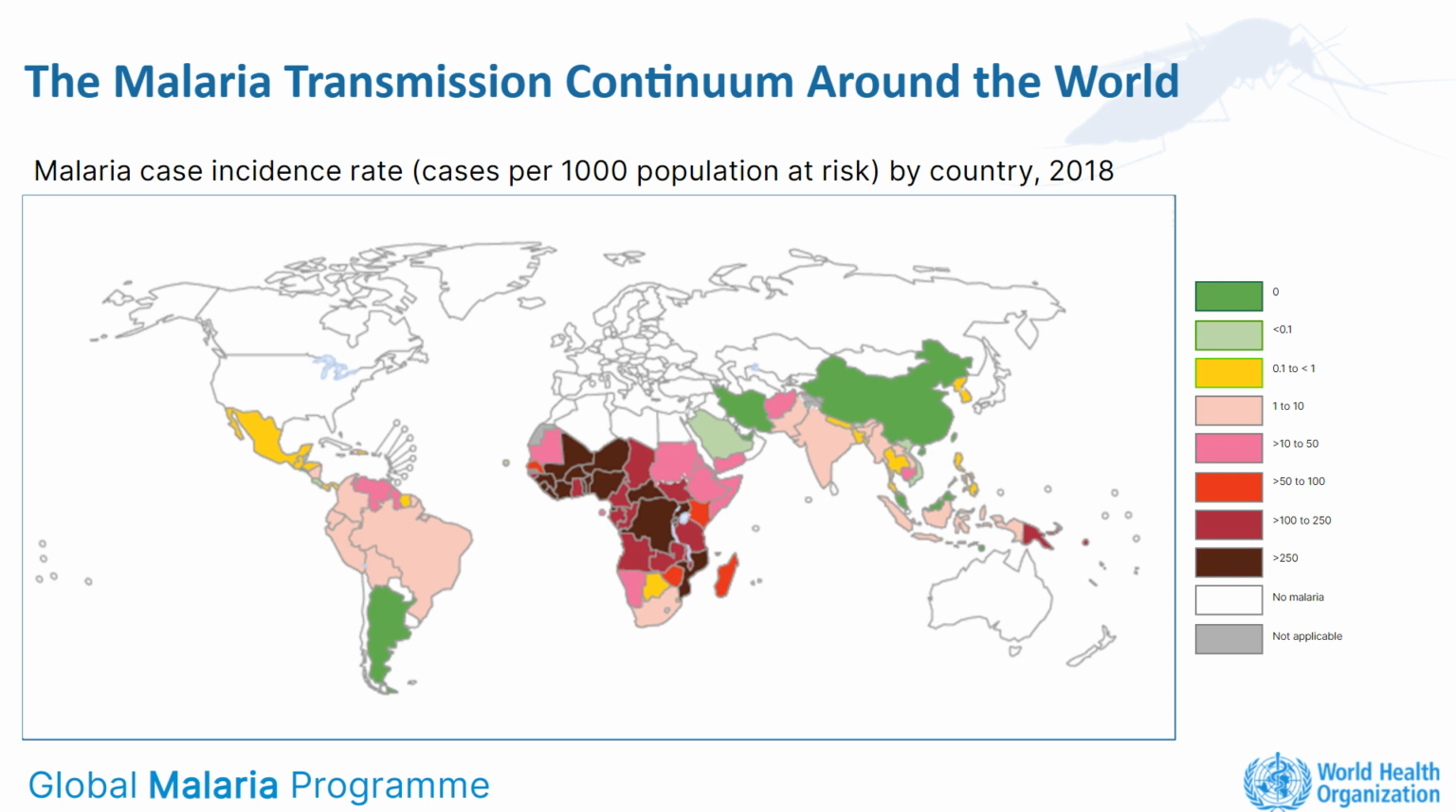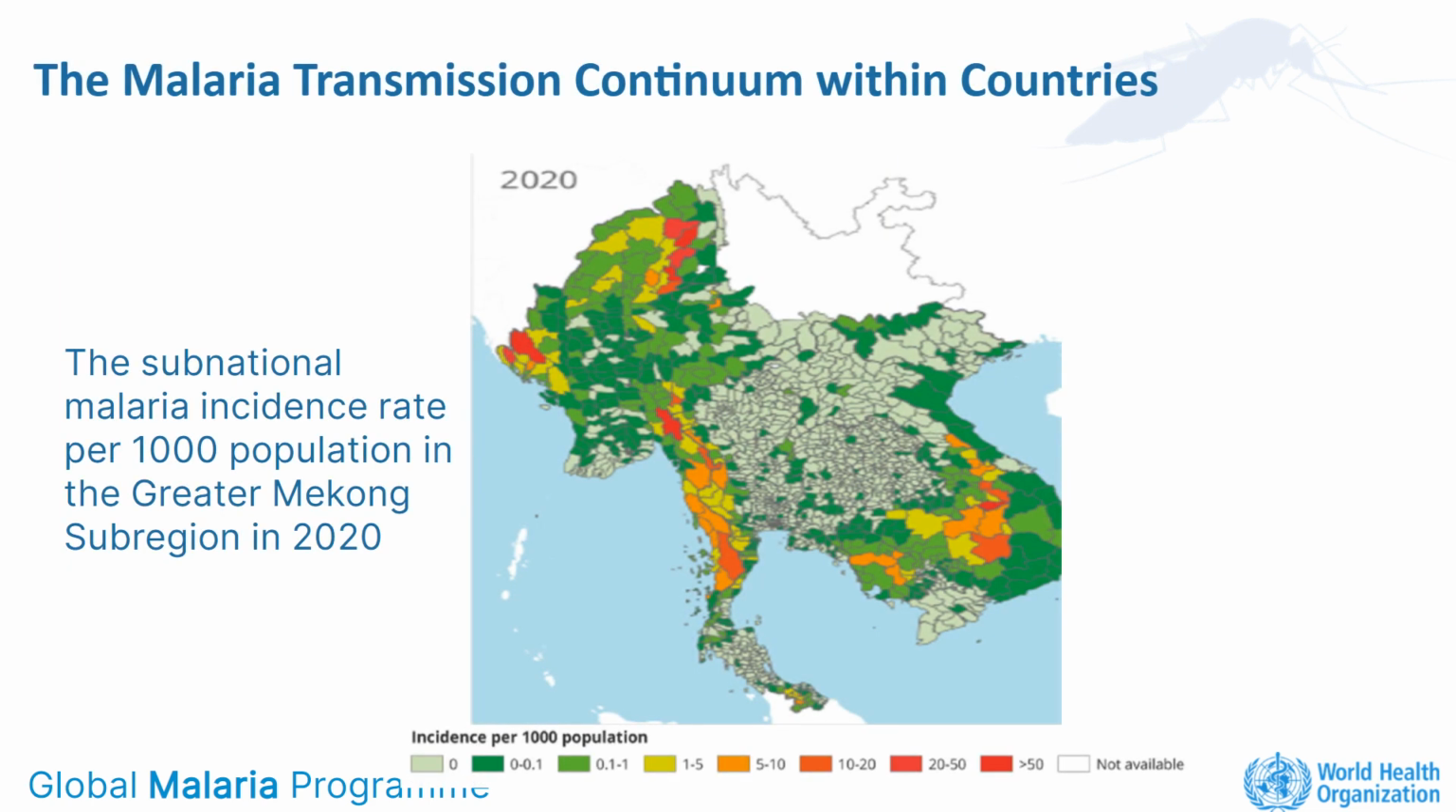For example, the dark red countries in Africa need to focus on delivering the core malaria interventions, while countries in Central America need to intensively follow up all individual transmission foci and cases. This map shows how subnational areas within countries can vary substantially, demonstrating a transmission continuum.